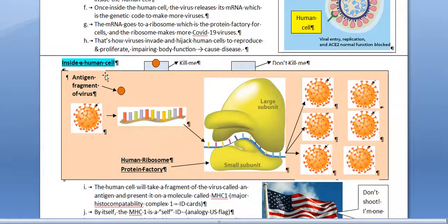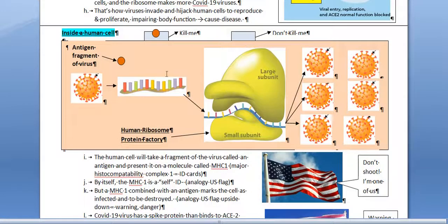So here's the inside of a human cell. The pink stuff is a human cell. If a virus gets inside, it's going to release its genetic code to make more viruses. That's the mRNA, and it goes to a ribosome. Ribosomes are the protein-making factories of the cell; it reads the code and, based upon the code, makes the proper proteins. So what it does is it makes more viruses.